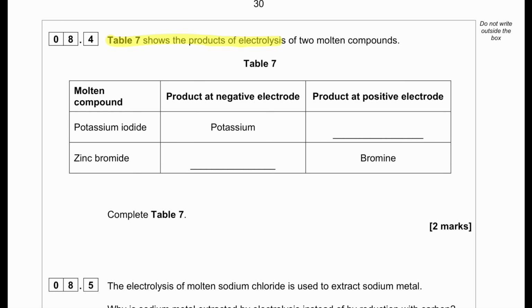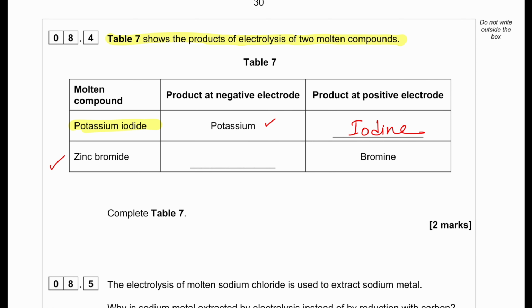Table 7 shows the products of electrolysis of two molten compounds. We can see potassium iodide. Since it is molten, we're going to get potassium, and at the positive electrode we're going to get iodine. It's very simple. In zinc bromide, since it is molten, we get bromine at the positive electrode, so we're going to get zinc at the negative.